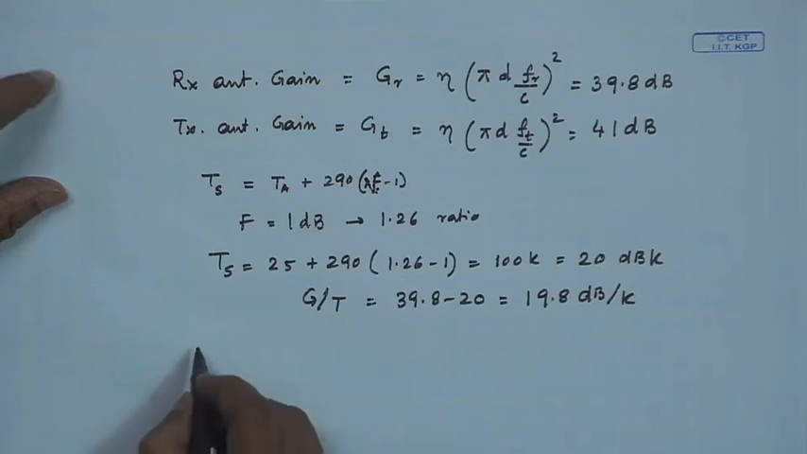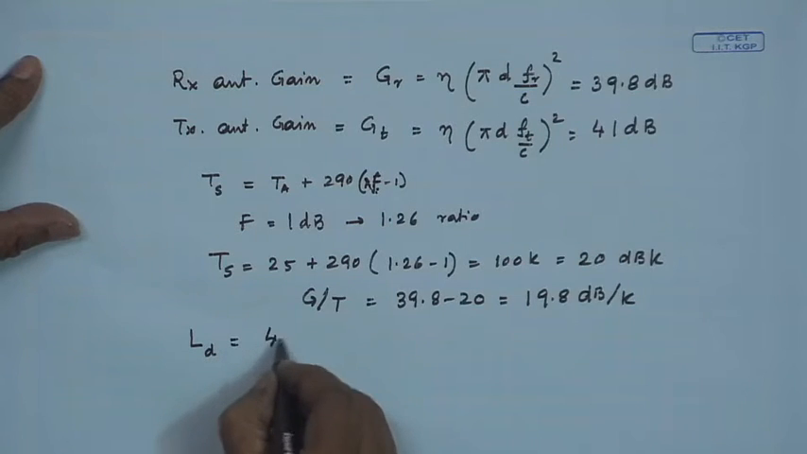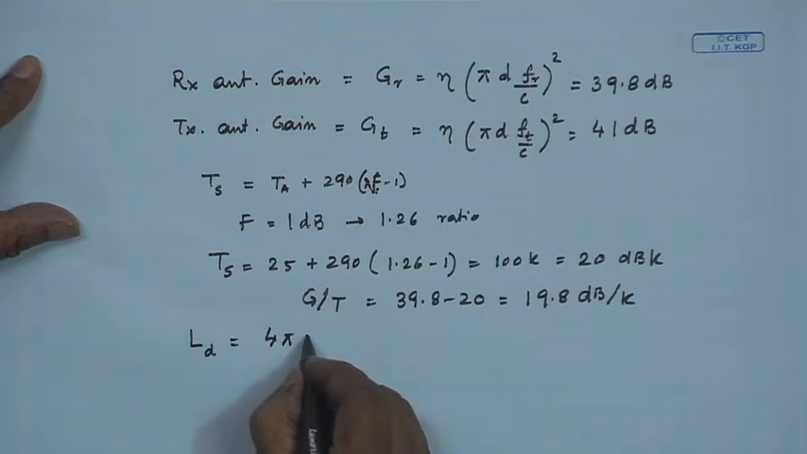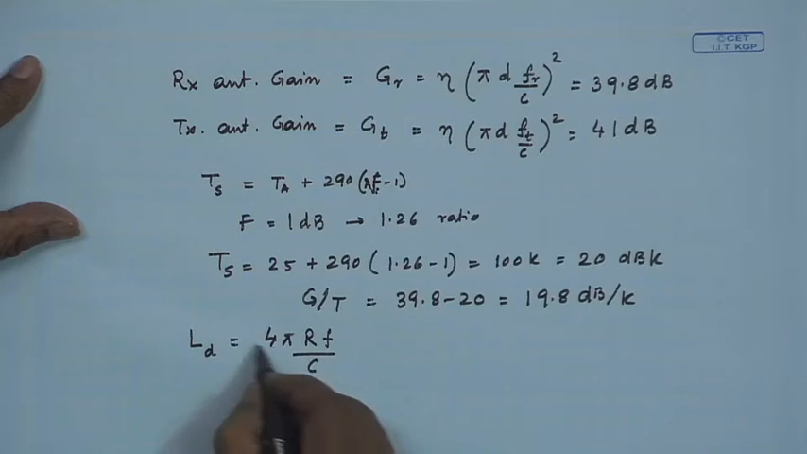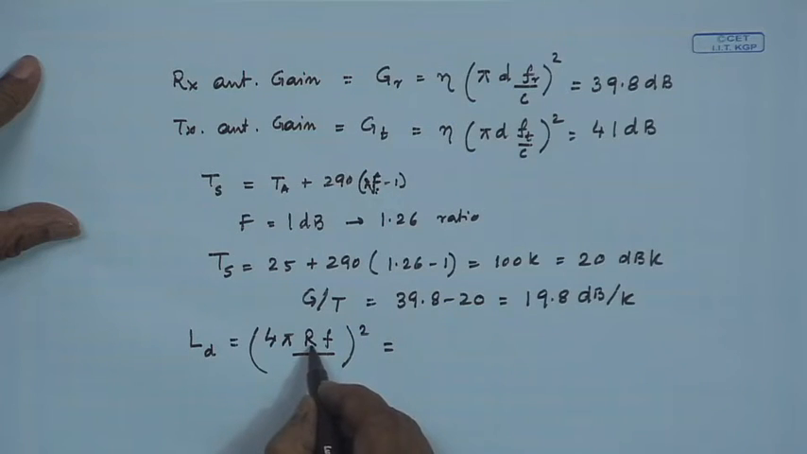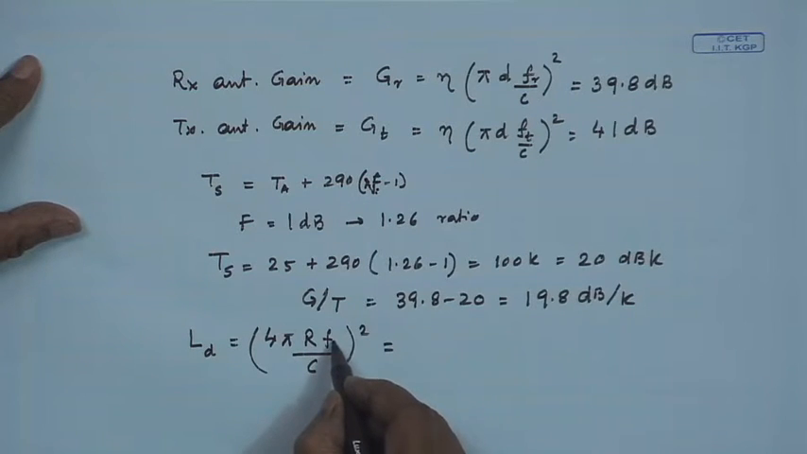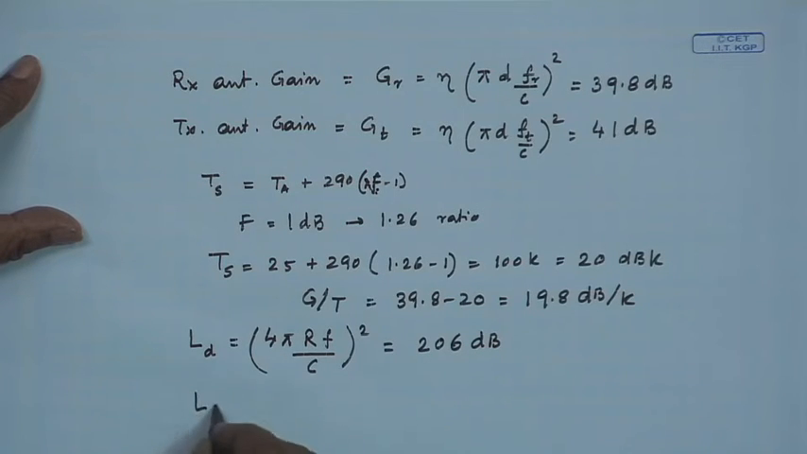Now let us calculate the losses. The downlink loss is (4 pi R F by C) whole squared, where R is the range, in kilometer. It was given 40,000 kilometer. You have to convert into meter because C you will take in meter, and F is in hertz. So with all these things, with log you will get a number as 206 dB approximately.